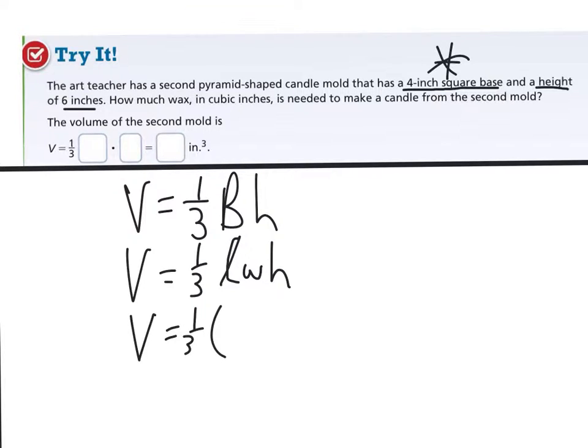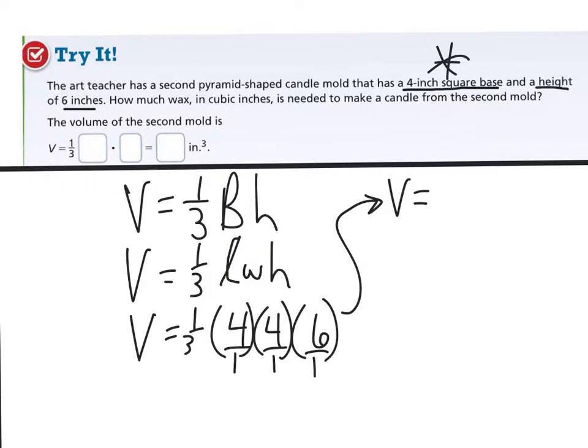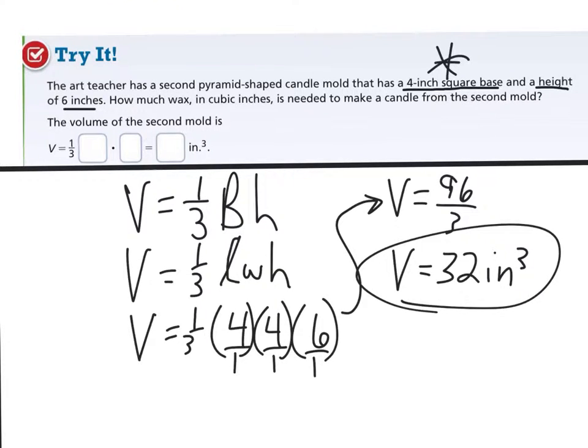Since we have a square base, we know length and width are both the same. Length and width are both 4, and the height 6. And then we'll just try to simplify this. Again, those 4, 4, and 6, you can put those over 1 if you want, and then just multiply straight across. So if we just multiply straight across here, we should get 96 over 3. And then 96 divided by 3 comes out evenly as 32. So that means 32 cubic inches for each of these candles. And that was all they asked us to do for that problem.